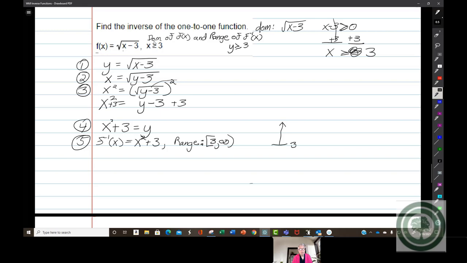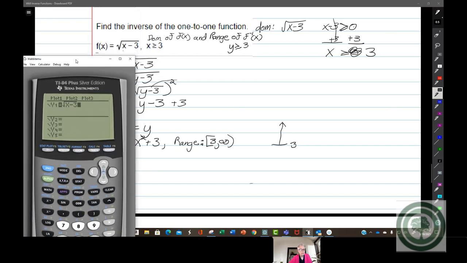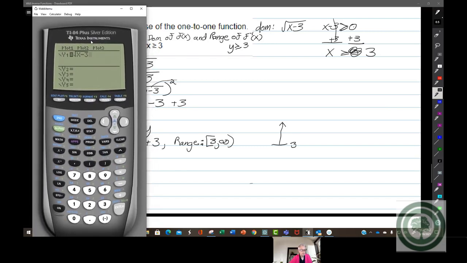We need to go up here. The domain up here is the range down here, but the range up here is going to be the domain down here. Let's find out what the range of the square root of x minus 3 is. There I've got the square root of x minus 3. That's what we're dealing with. I'm going to graph it and we're going to see what the range is.